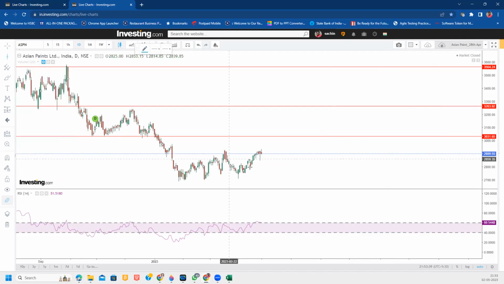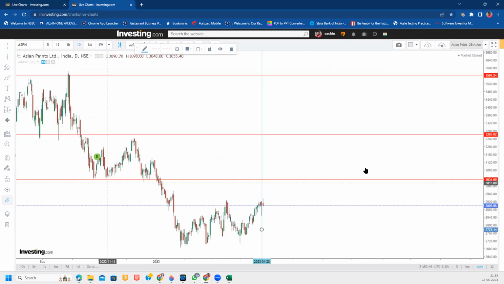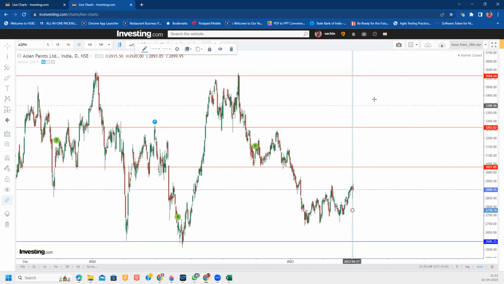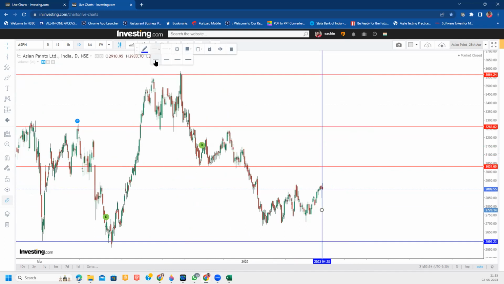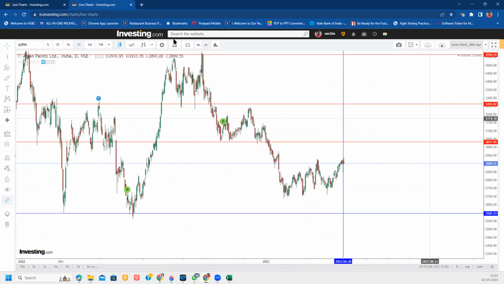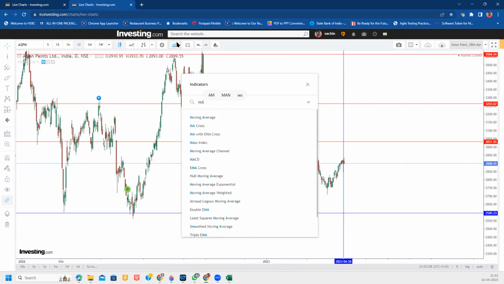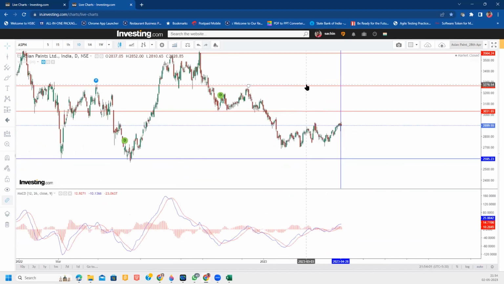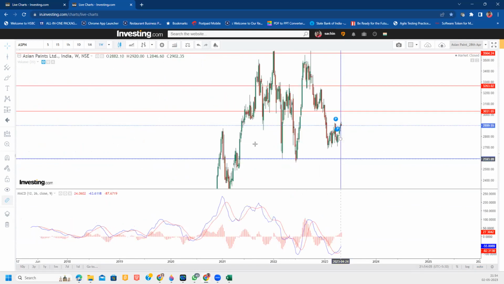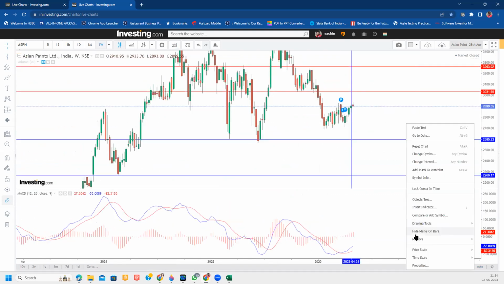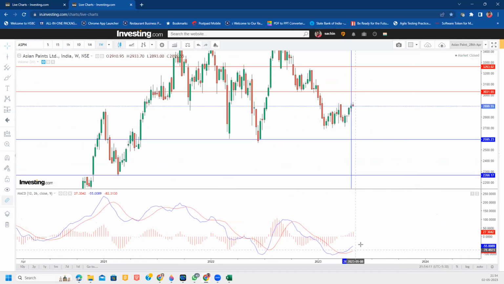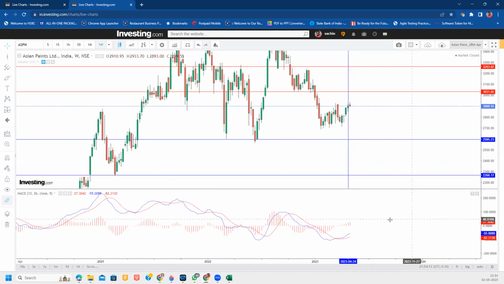I'm doing the vertical line just to segregate that particular date, and this is the 28th of April. I just removed the other indicators which are not needed. I'm highlighting the blue line just to differentiate it. Then I'm adding MACD once again and moving the time frame from daily to weekly. Looking at the weekly time frame, the MACD is showing a positive crossover.